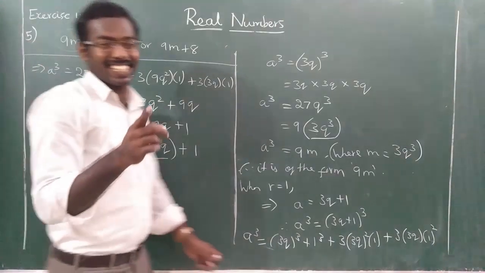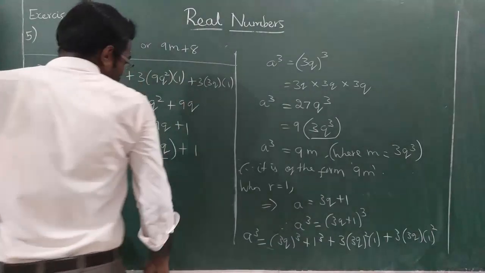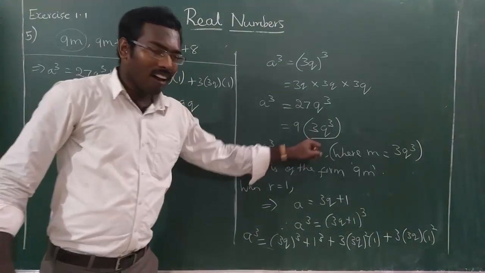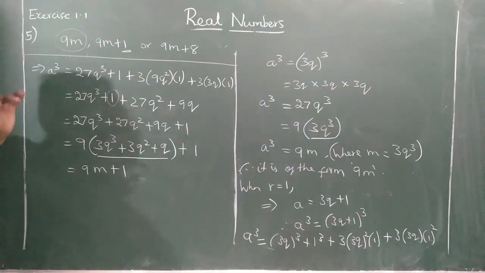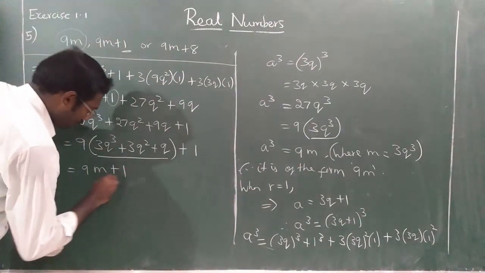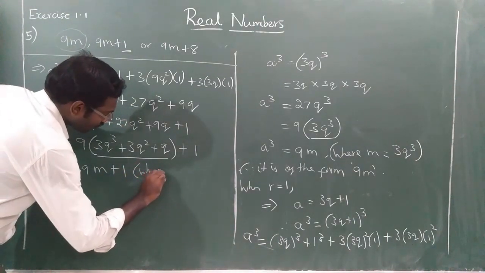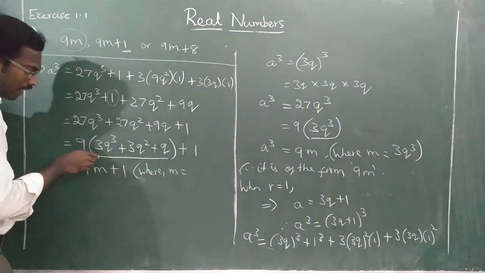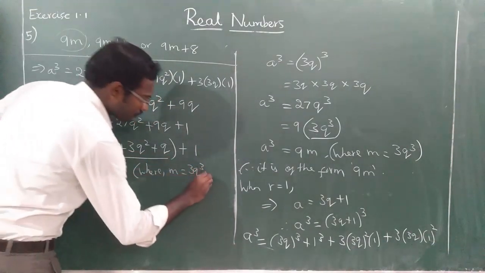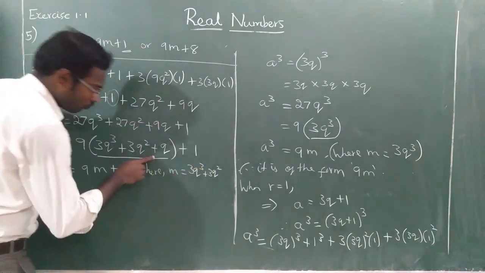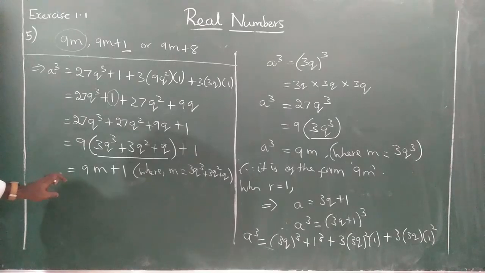This is very easy, isn't it? Only you have to understand this m value need not be the same always. m can be any integer. Okay. So only it should be of that form. So that is equal to 9m + 1 where m is equal to, what is m, right? 3q³ + 3q² + q. So that's all. It is true.